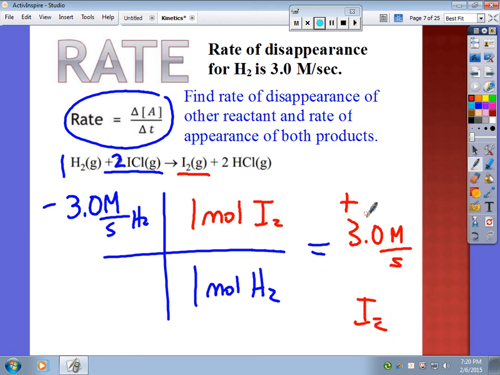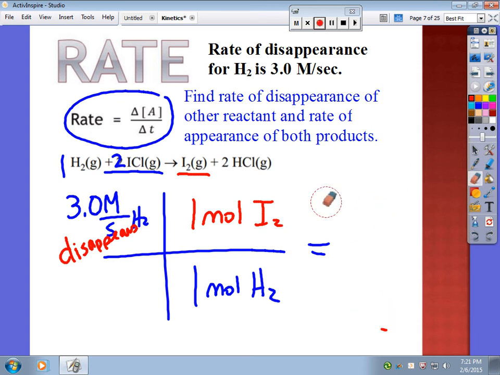Now, this is a positive number. And the reason it's a positive number is not because this is a negative number. This here means it's disappearing. This here means it's appearing. So again, if that bothers you, get rid of it, and you simply say that this disappears, and this appears. And you just simply get rid of that negative and positive.